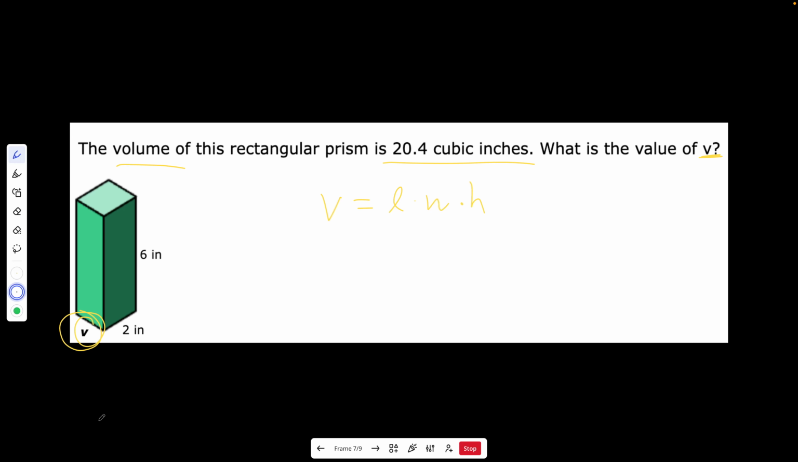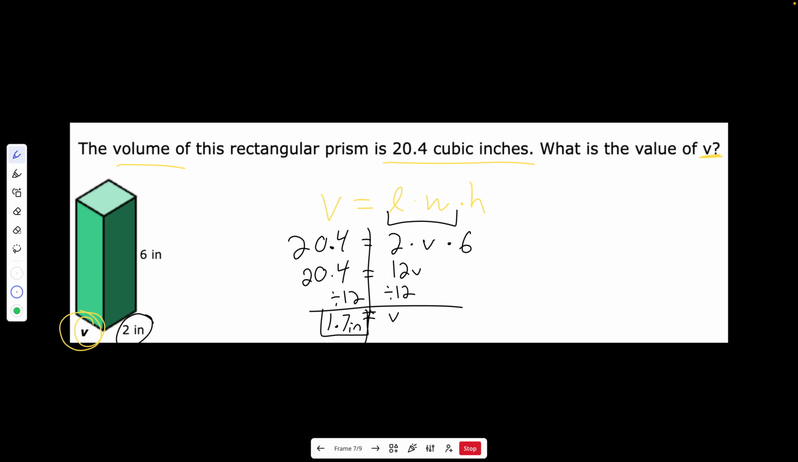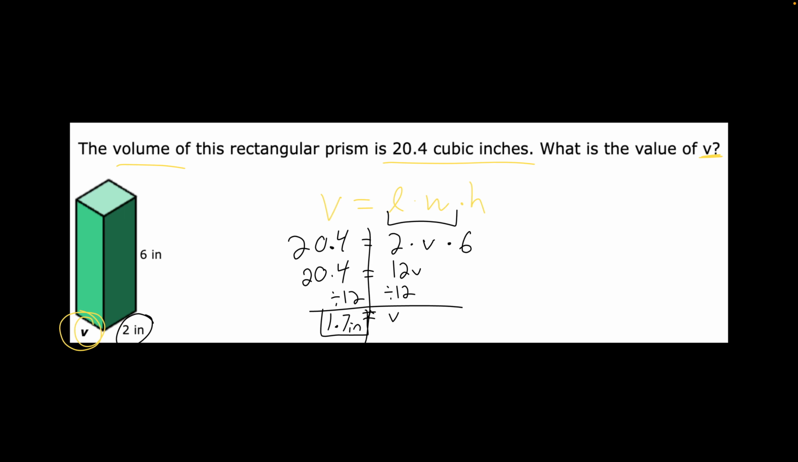And so let's change colors here to make it a little easier. Okay. So we know the volume is 20.4 equals, remember L and W, we know one of them, right? We know one of them is 2, so we'll just say 2 times W, which I don't know. And let's call it, I know this is confusing, but let's call it V, because that's what it is in the drawing, times the height, which is 6. And now we should know how to solve this equation. And when you solve it down, you should get that V is equal to 1.7 inches.